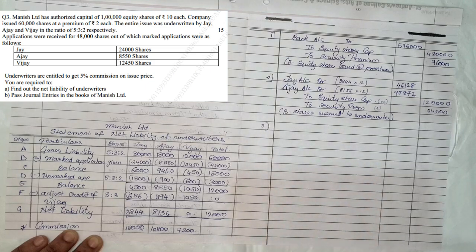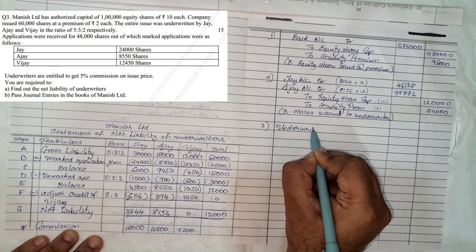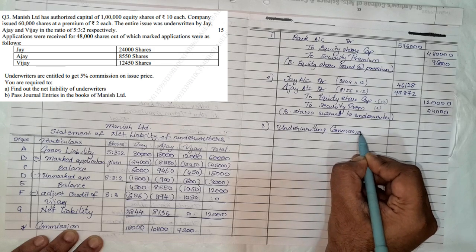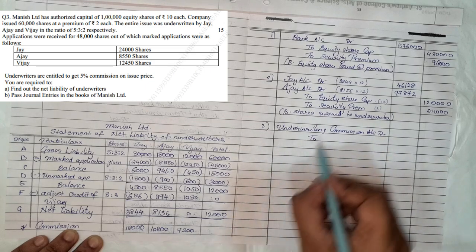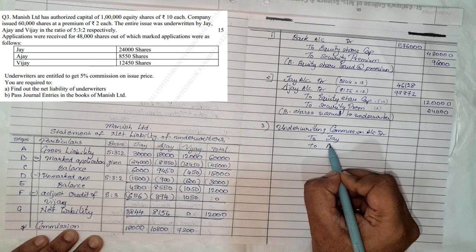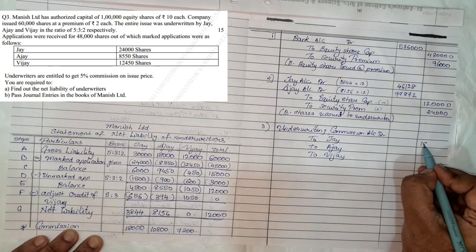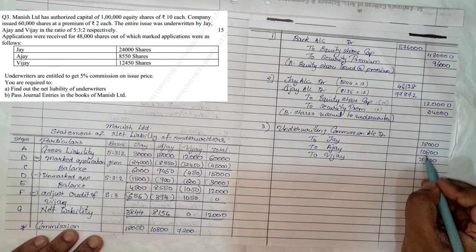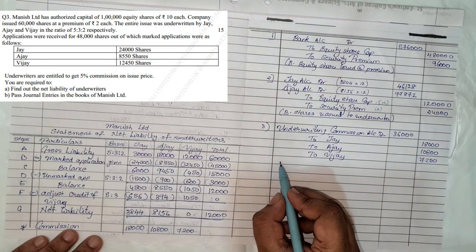Step 3. There is some amount of commission which is payable. We are going to pay them some commission. So, underwriting commission account debit to, we are going to pay commission to all the 3 people. So it is to Jay, to Ajay, and to Vijay. Amounts are 18,000, 10,800 and 7,200. The total of which comes to 36,000. Okay, so being underwriting commission due.